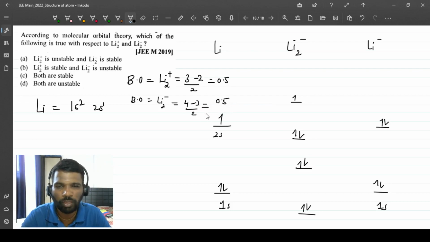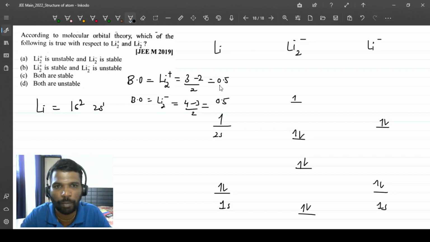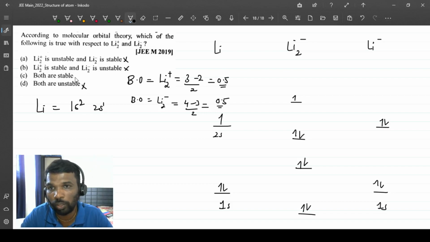So both of them, Li2 plus and Li2 minus, have the same bond order, 0.5 and 0.5. So option A says lithium is unstable, and since this is the same bond order, this cannot be true. The second cannot be true either, right? Both are unstable, this is also not true. Both are stable because their bond order is the same, 0.5, and both are equally stable. That is what it means. So option C is correct for this.